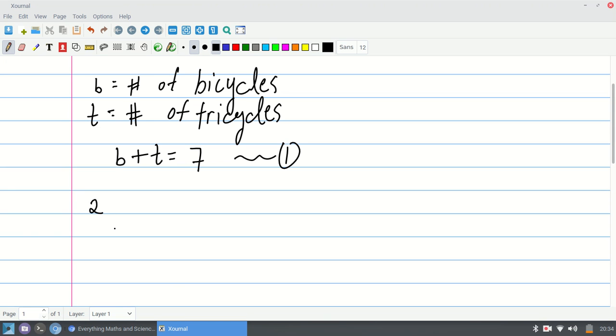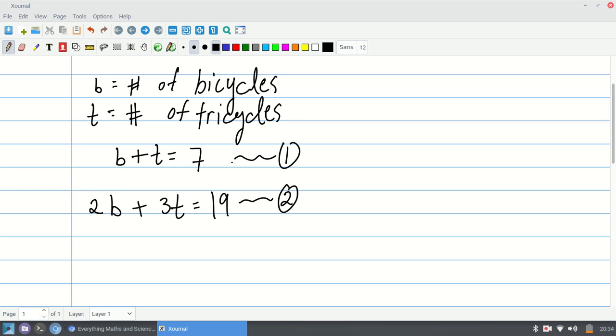has 2 wheels. Okay, so let's say we had 4 bicycles. Then the total number of wheels due to the bicycles alone is 8, right? 2 times 4. Since I don't know how many bicycles there are, I'm going to put my letter B instead of just a number 4. I'm going to put B because we don't know what B is. And in the same way, 3 tires or wheels per tricycle, right? And so now if we add them, we get the total number of wheels. And they tell us how many there are. It tells us there are 19.